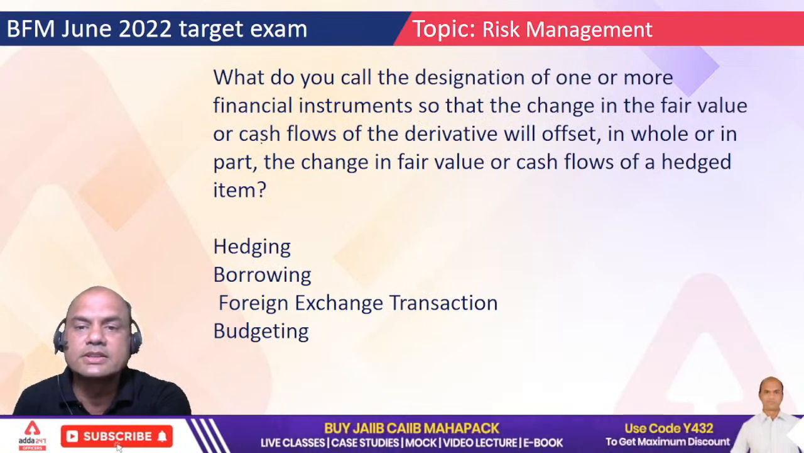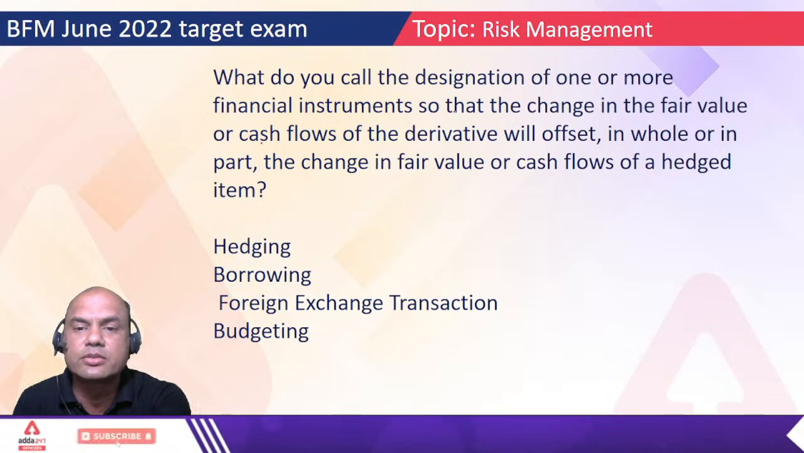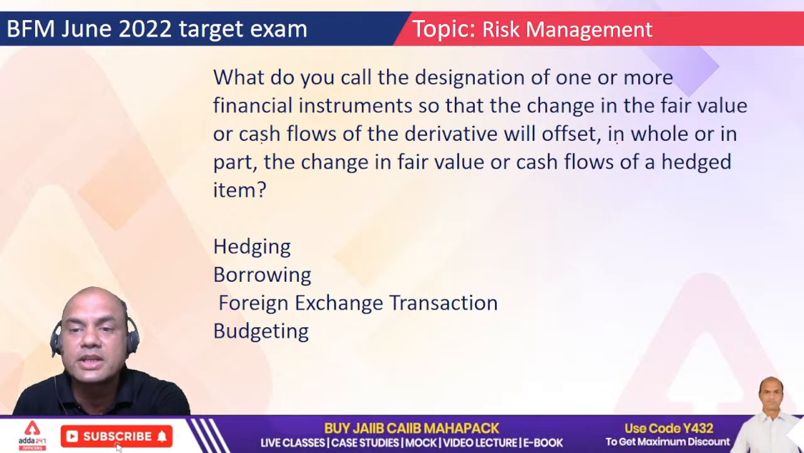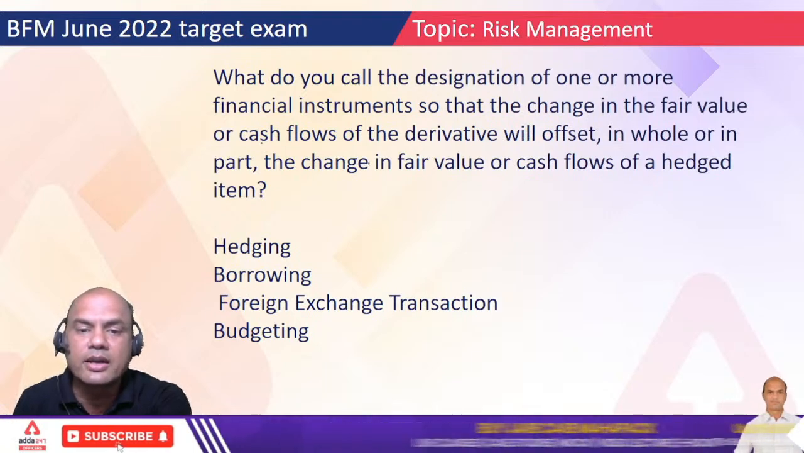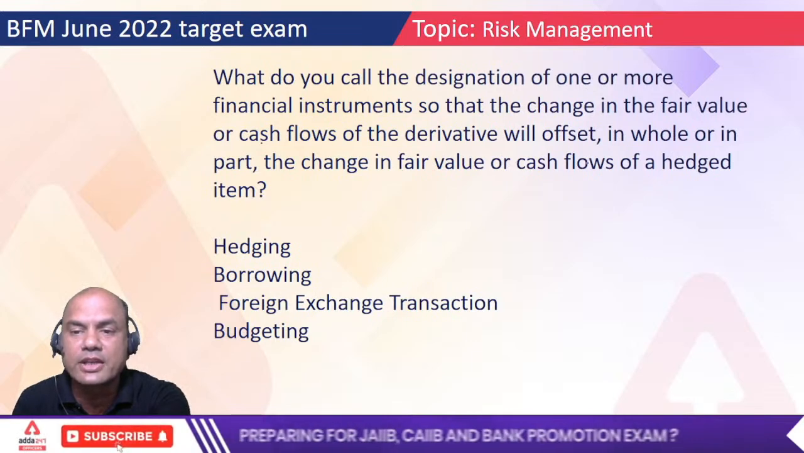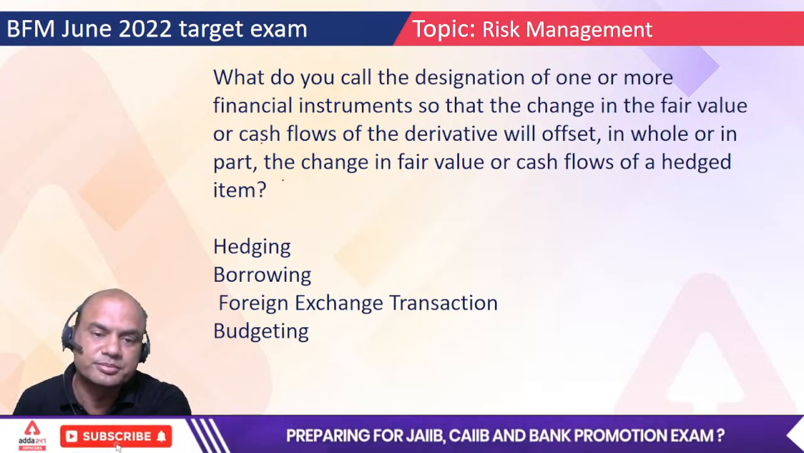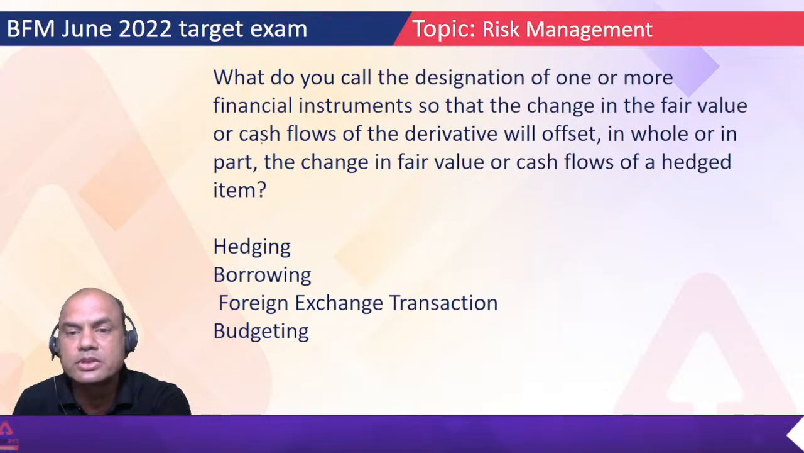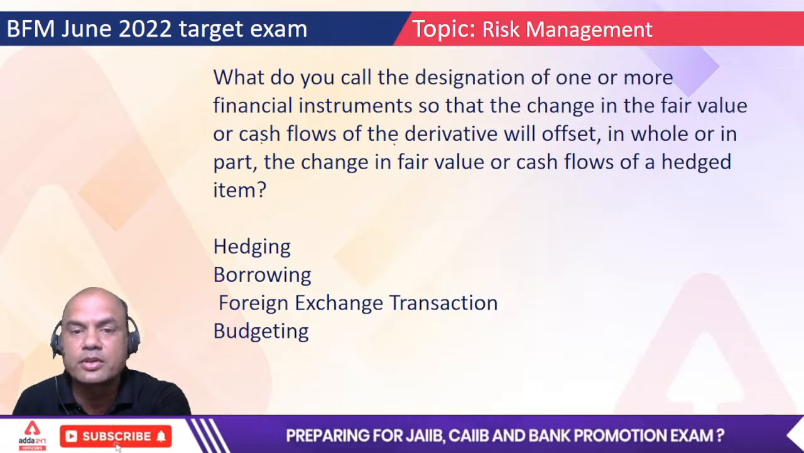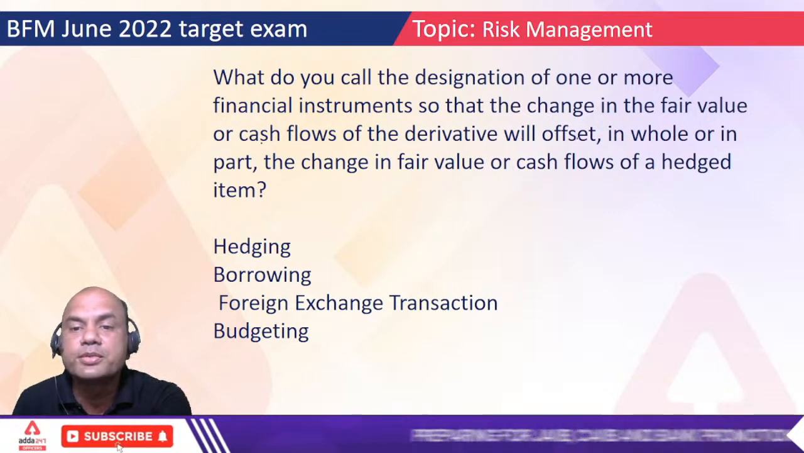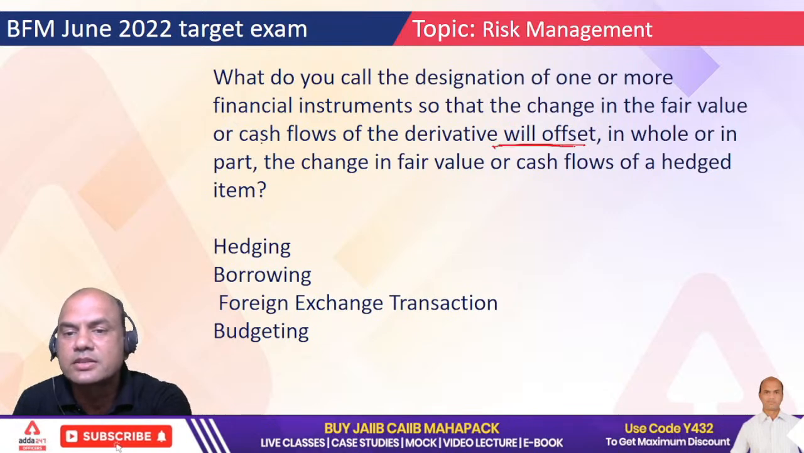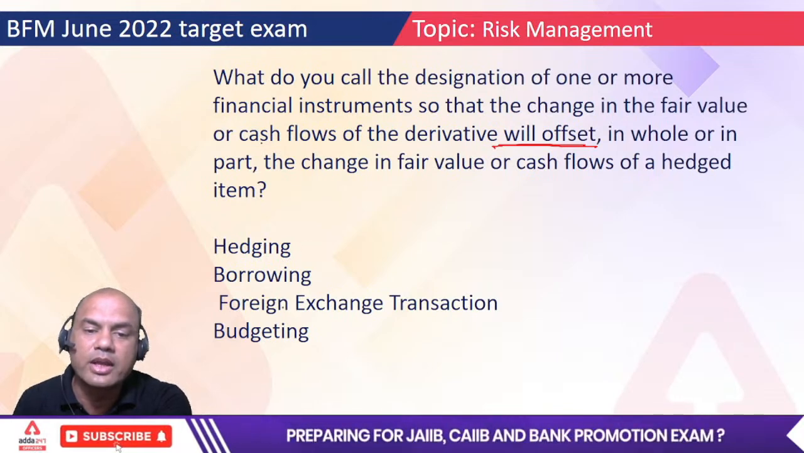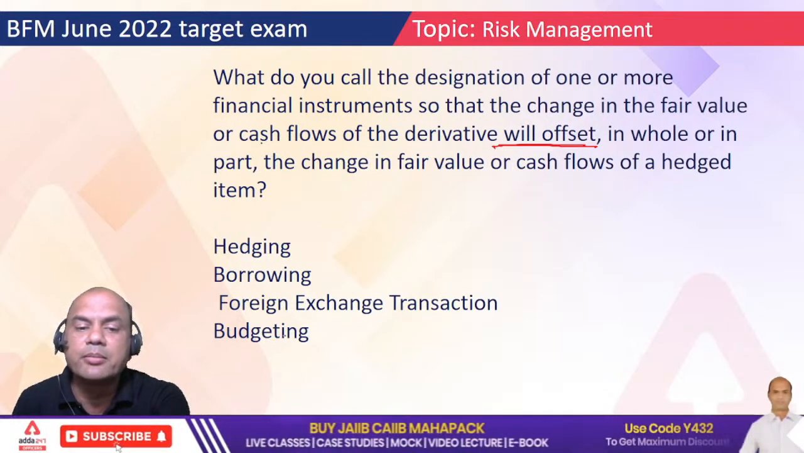What do you call the designation of one or more financial instruments so that the change in their fair value or cash flows of the derivative will offset in whole or in part the change in fair value of the cash flows of the hedged items? Offset means what? It will balance. In which of the transactions does the balancing act happen? Hedging, borrowing, foreign exchange transaction and budgeting.